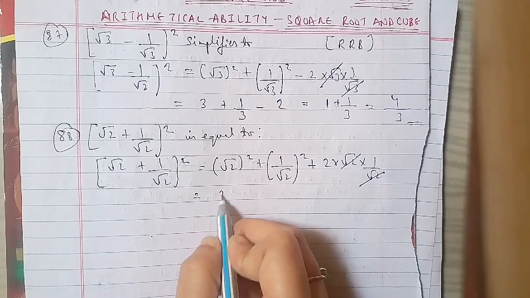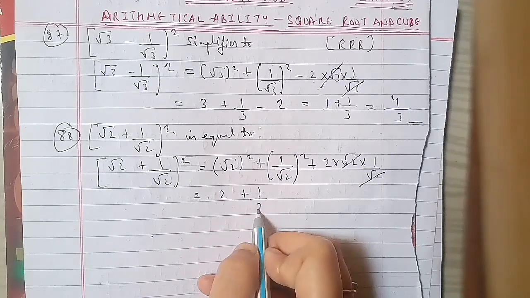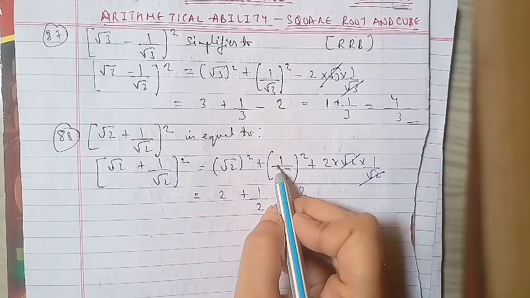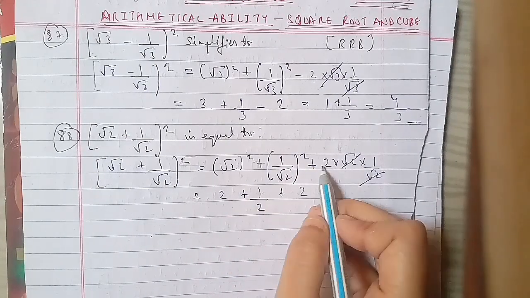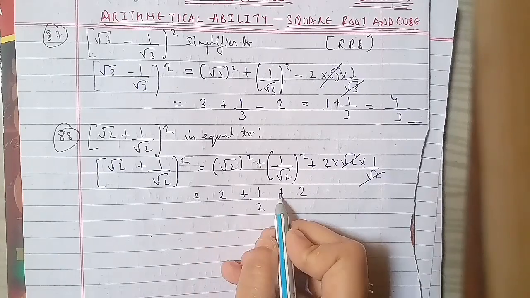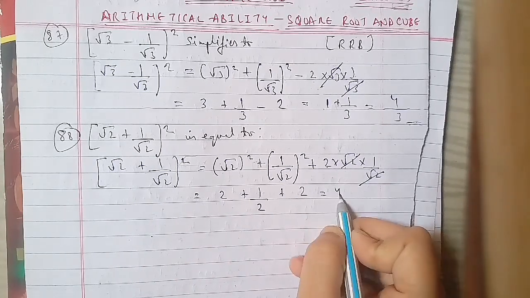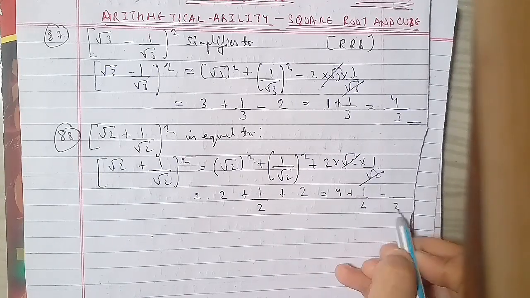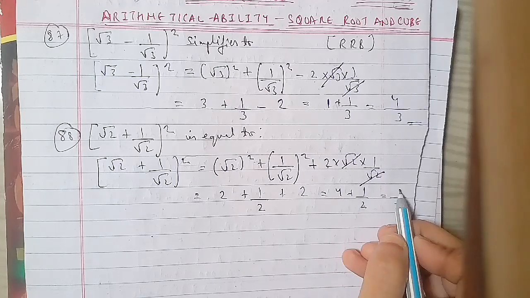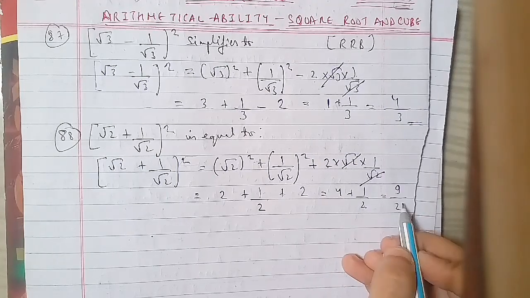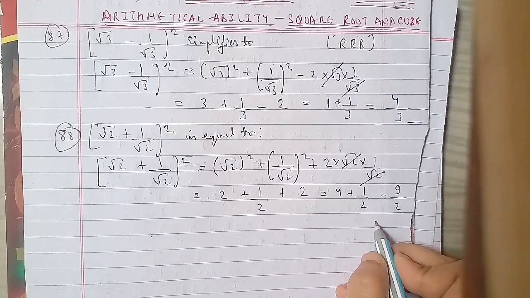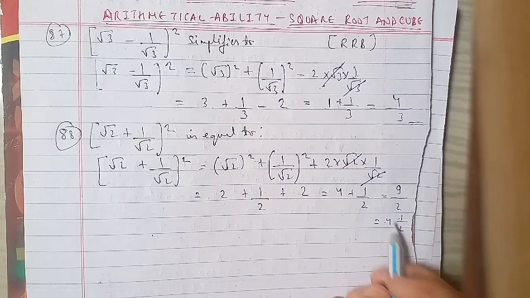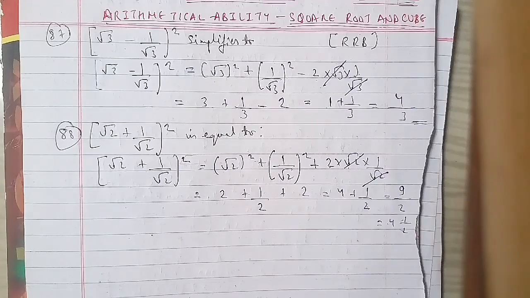Now the square of root 2 is 2, plus 1 upon the square of root 2 is 1 by 2, plus 2 here, that is a square plus b square plus 2ab, so this has been cancelled out. So plus 2 here, 2 plus 2 is equal to 4, plus 1 by 2. Taking an LCM of 2, 2 4s are 8, 8 plus 1 is 9, that is 9 by 2, we can say. Or we can represent it as 4 1 by 2 here, that will be the same as here as well.